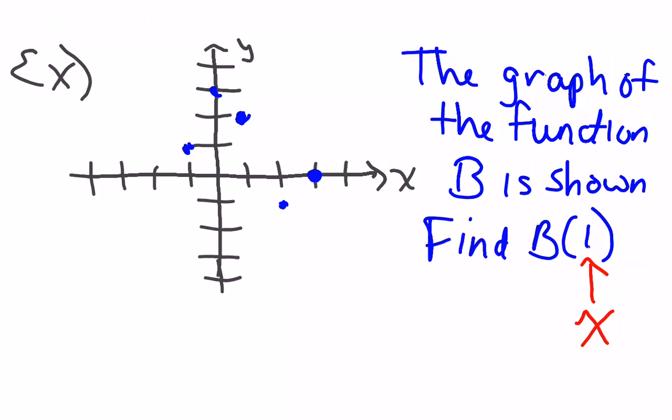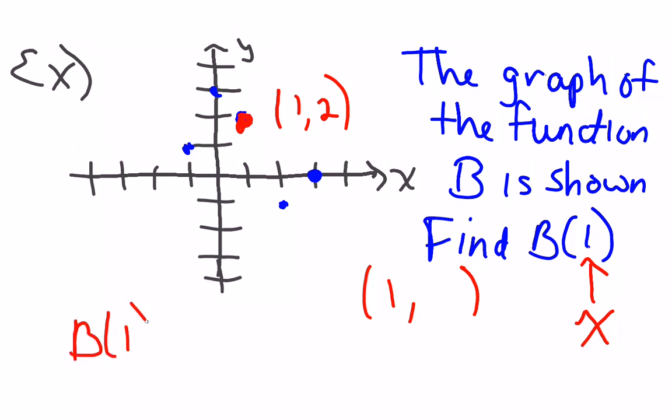If we look here, where do we see a point on our coordinate plane where x is 1? So we go to where x equals 1 and we look for a point, and it's this guy right here. And where is it at? It's at the point (1, 2). So our answer, find b of 1: b of 1 would equal 2, because that's the output, right? The y value.